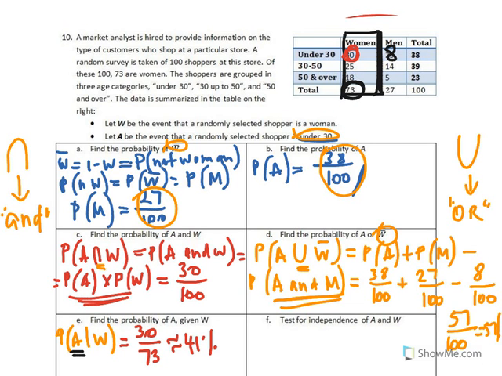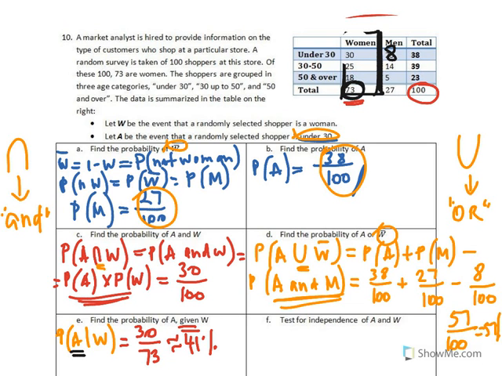So the word given actually shrinks the sample space. The sample space is 100, but when you are given only one of the categories, for example women, then you have to look at how many women there are in total. And within women, you have to find how many of those are under 30. So shrinking the sample space, finding the correct category, and then doing the fraction. 30 over 73.